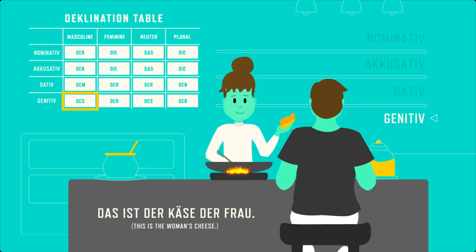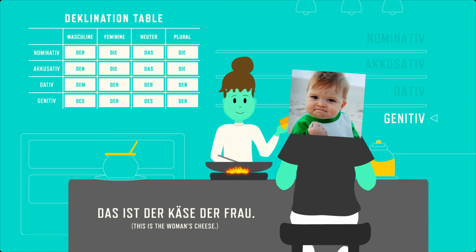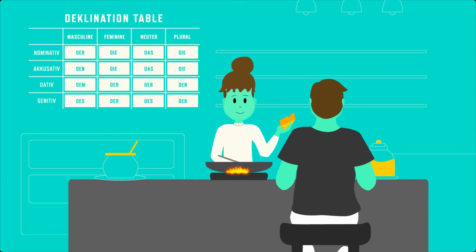The article has to be declined from die to der. Das ist der Käse der Frau. This is the woman's cheese. Alright, now we have done the first part, which is the hardest one. Moving on to the second part.